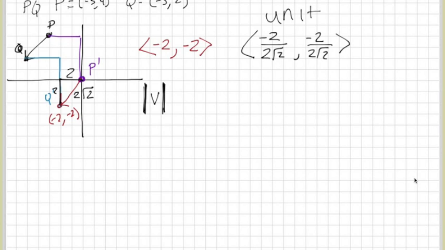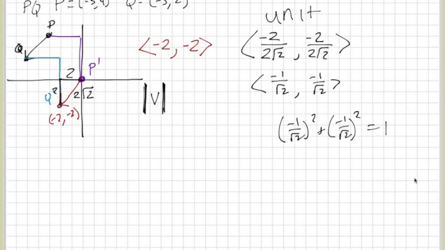If I would reduce these down and do a Pythagorean theorem on that now, what's a half plus a half? I should get an answer of 1, which means this thing has a length of 1. And that's what we call a unit vector, a vector with length 1.